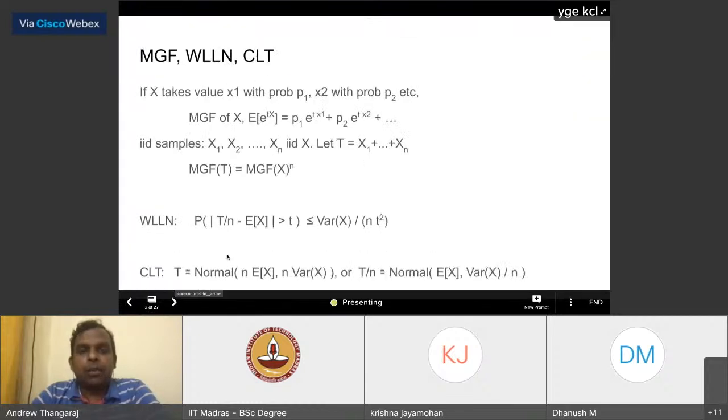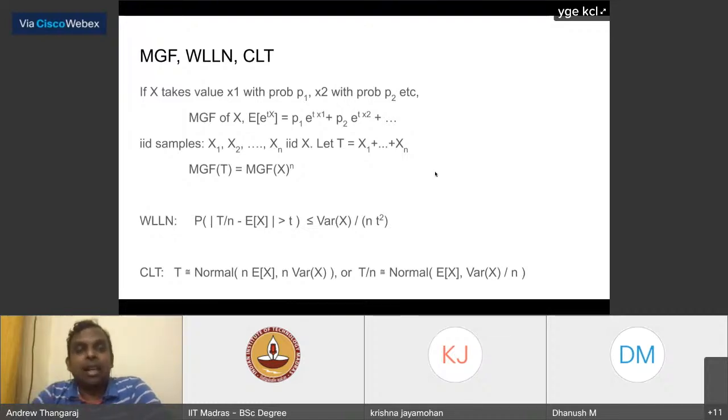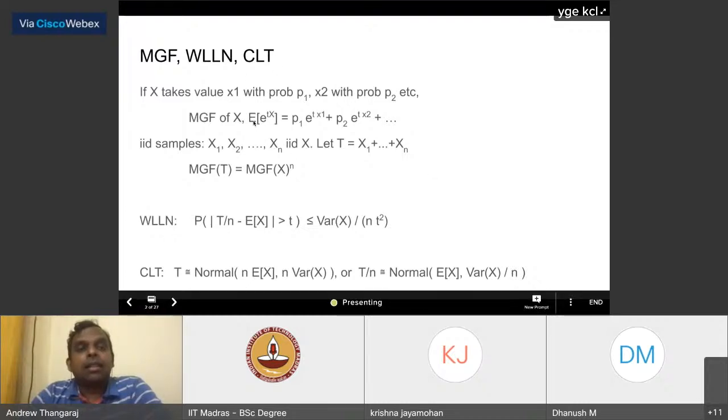I wanted to share a few very important things, the way we use them, at least in this class. There's this moment generating function. We use very little of it, but generally it's defined like this for discrete random variables. It's basically the expected value of e to the power tX. And crucially, if you add IID random variables, then the MGF multiplies. Okay, so that has a nice effect.